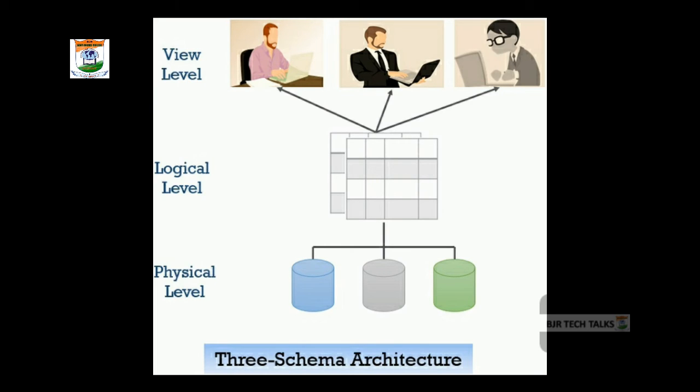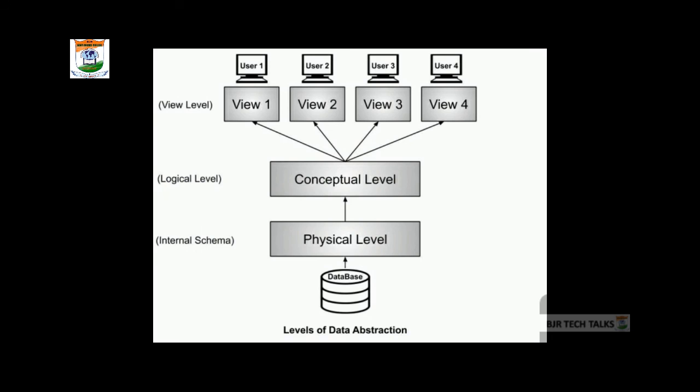In this three schema architecture of data abstraction, we can see the levels clearly. View level, which is the outermost level, which can be viewed by a user. Logical or conceptual level, it is the intermediary level where a DBMS manager can view. And the physical level, which is the innermost level, where the actual storage is present, and also it is viewed by a programmer.